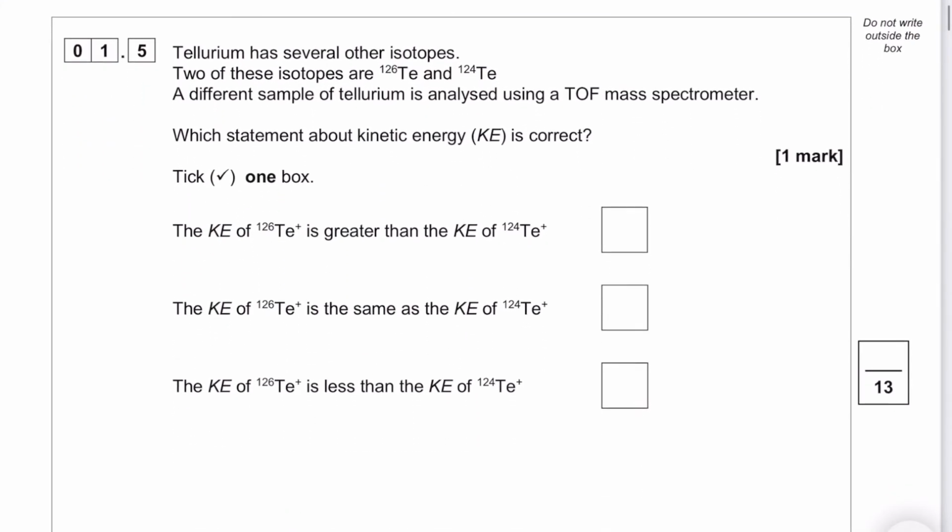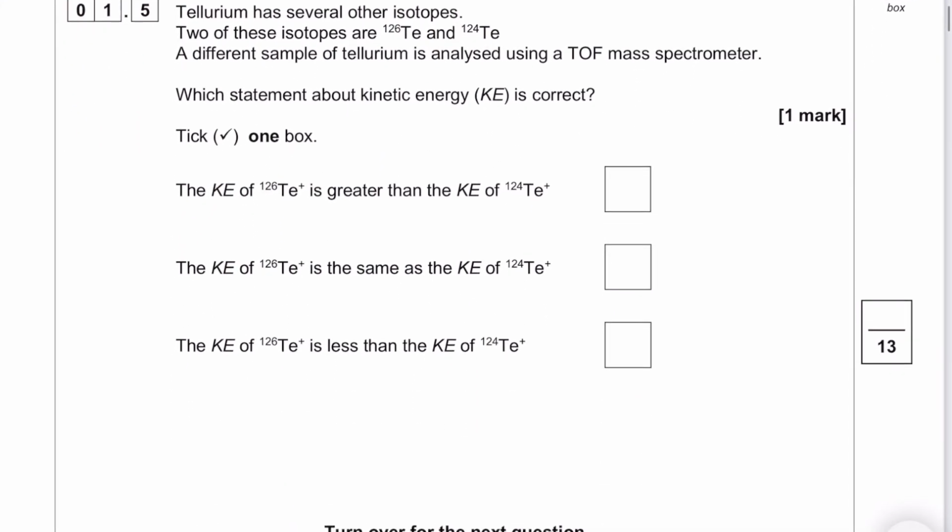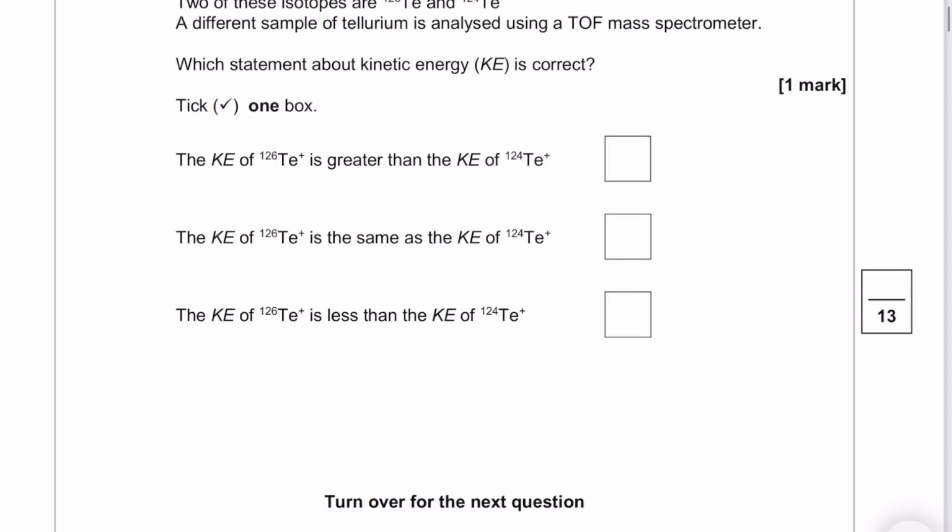Tellurium has several other isotopes. 2 of these isotopes are 126 and 124. A different sample of tellurium is analysed using a time of flight mass spectrometer. Which statement about kinetic energy is correct? Well, this is just testing to see if you remember that all ions are given the same kinetic energy in the mass spectrometer.